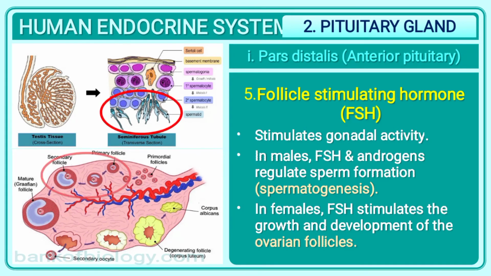Follicle stimulating hormone or FSH stimulates gonadal activities. It activates the gonads. In males, FSH and androgens regulate sperm formation. Formation of the sperms from the walls of the testis is called spermatogenesis. In females, FSH stimulates the growth and development of the ovarian follicles. From the ovarian follicles, eggs are produced in the female's reproductive structure, the ovaries.